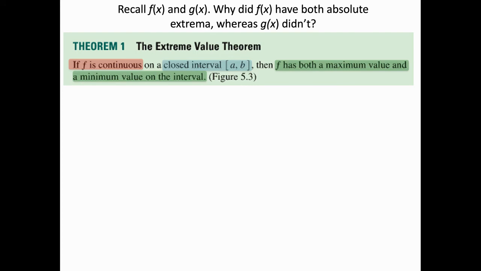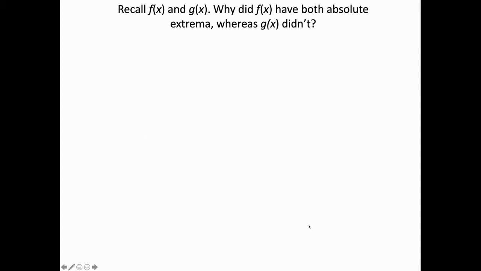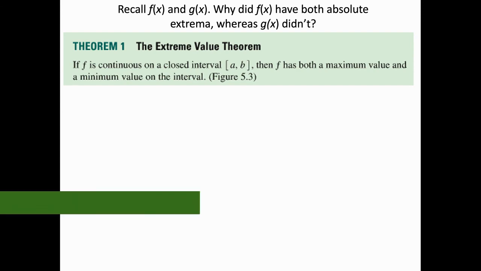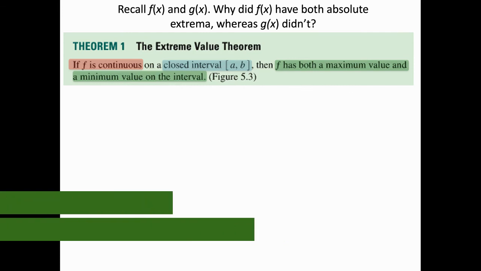So look back at your notes. If you look at f of x, it was continuous on a closed interval. But g of x, it was continuous, but it wasn't on a closed interval. Extreme value theorem is an awesome theorem. It's our second existence theorem that we need to know. We abbreviate it as EVT.